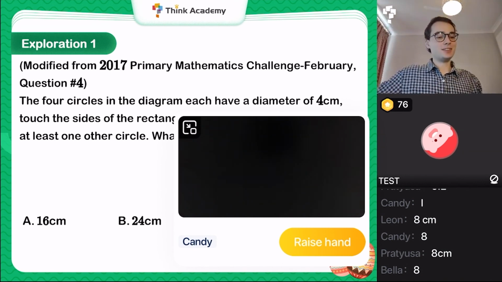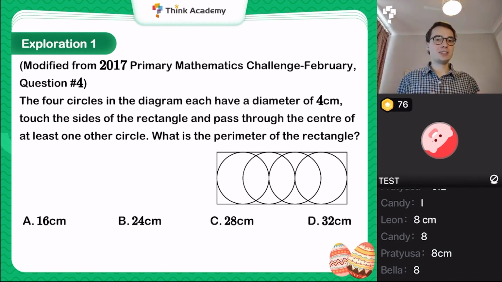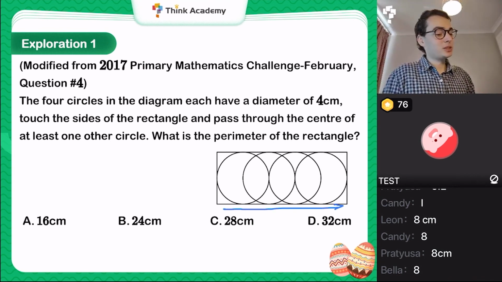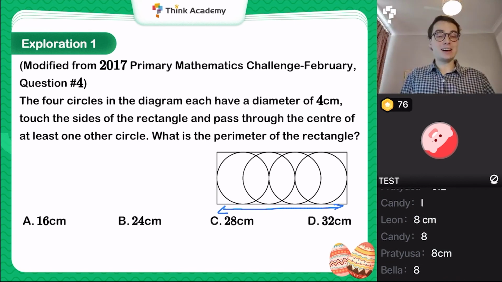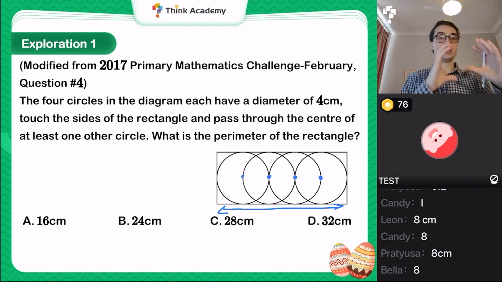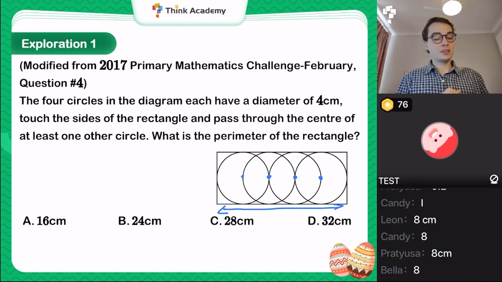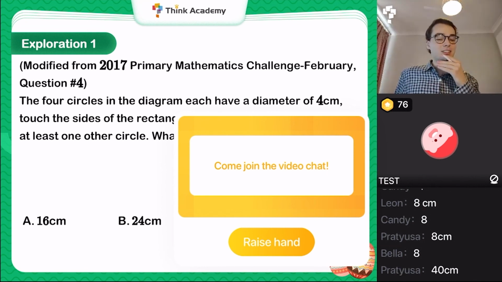Okay, excellent. Thank you for that, Candy. Well read. So we're going to try to find the perimeter of this rectangle. So again, like the last one, we're going to need to try to find the length and find the width. The length in this one is going to be a little bit more tricky because we've got these kind of overlapping circles. As we had read out, they're kind of going through each other's centers. Okay, so each of these points where the circles meet each other is the center of one of the circles. Would anybody like to come on and suggest to me how we might find the length of this rectangle?